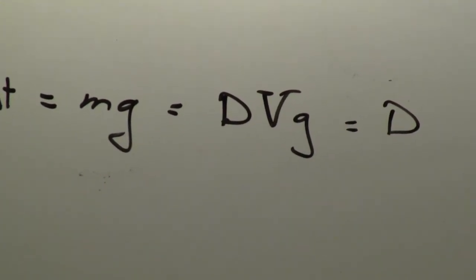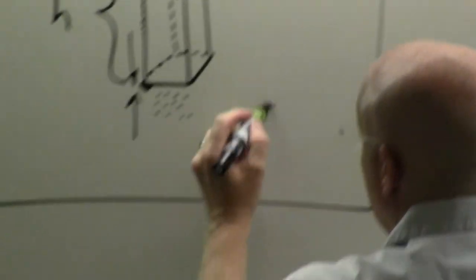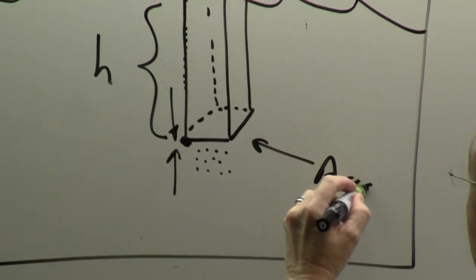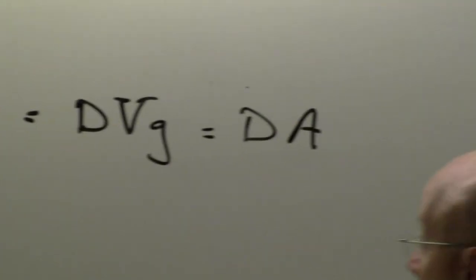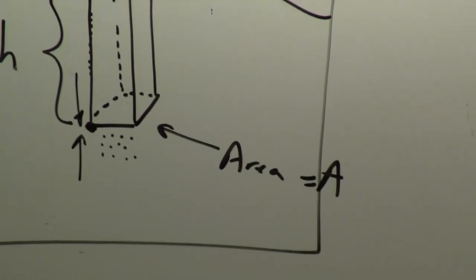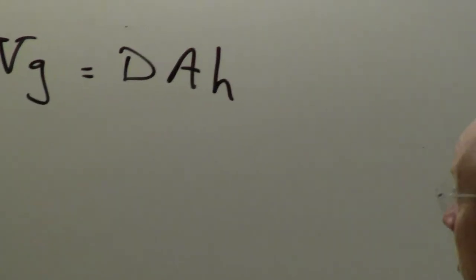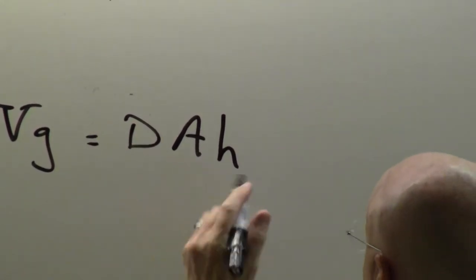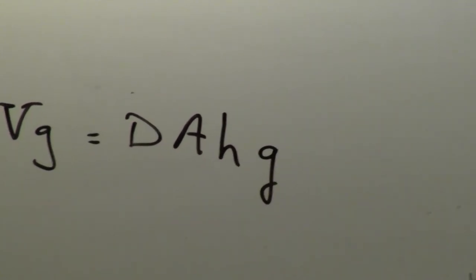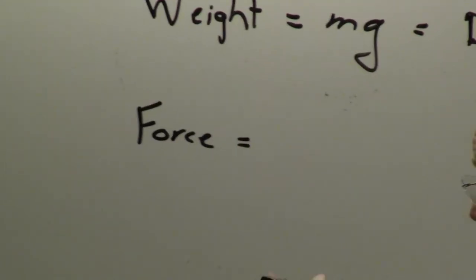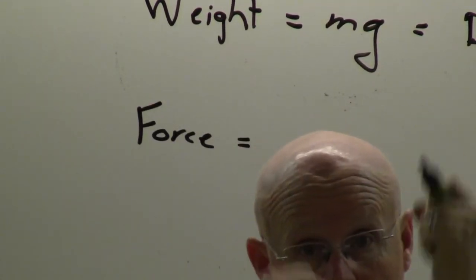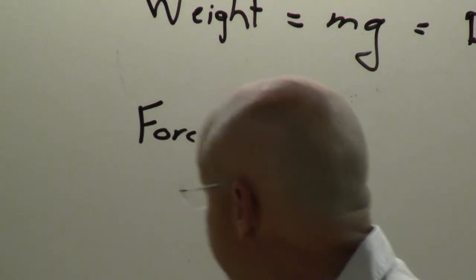And the volume then would be the area here, area, times this height. And so let me put A for area. I'll put it in my little diagram here. And then H for height. And there's my volume. And then that's G. And of course, what's pushing up is the force from these molecules pushing back up.